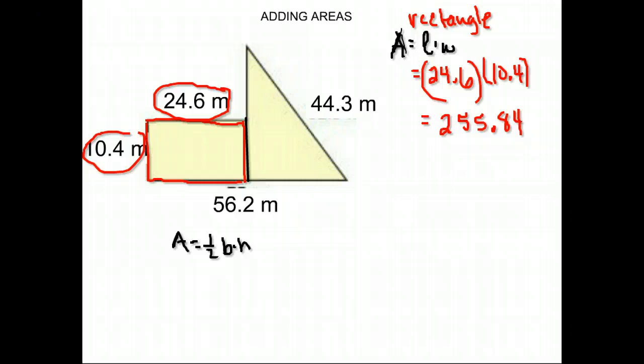If we want to do the triangle, we need to know its base and its height. Right now, we don't know either of those. We know it's this diagonal, the hypotenuse. So we're going to have to review something that we've done in the past, and that is the Pythagorean theorem.